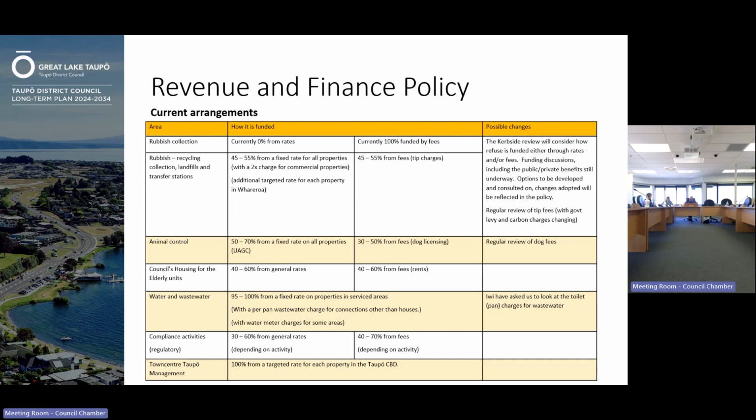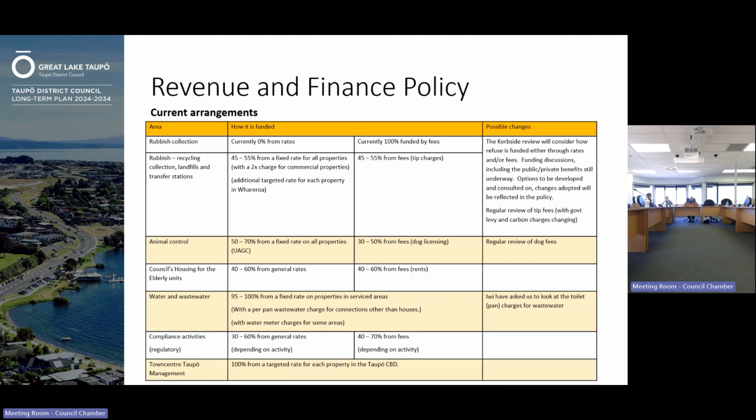So I'm going to go through these. I'm going to talk about what the current position is, and we really look for feedback. Is there anything in particular you'd like advice on changing? Is there anything you go, hey, this feels wrong? Can we have a look at that? Otherwise, we kind of assume that the existing policy is what we're going with.